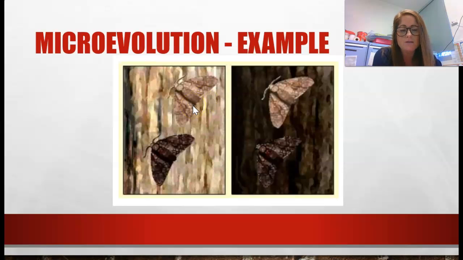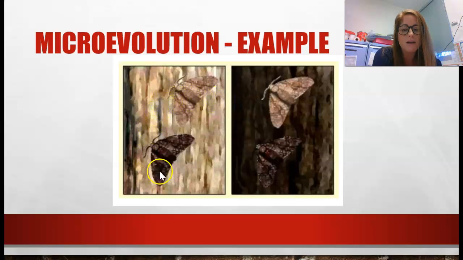And during the Industrial Revolution, this is mostly in Europe, what happened is this light colored lichen stopped growing as much because the air pollution had gotten bad enough in the area that the lichen wasn't growing on the tree. And that caused the dark bark on the tree to be exposed.